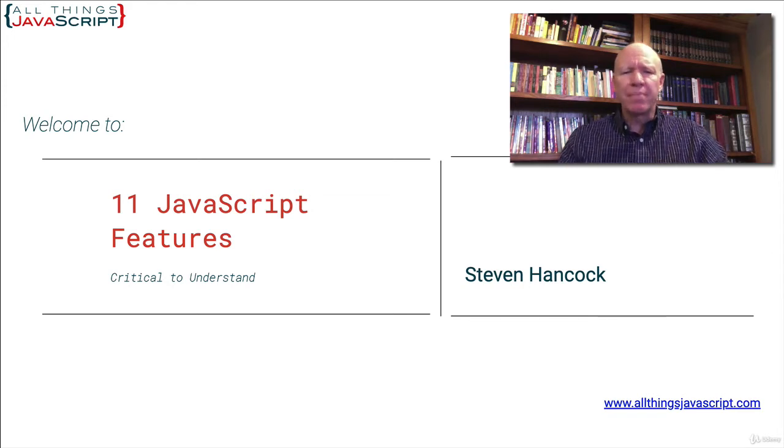Now, why 11? Well, I started this process by listing what I thought were the most important features. Then I reviewed similar lists from other JavaScript developers. Those that showed up the most and weighed the most in my mind made the list. The final number ended up being 11. So let's look at those 11 topics which we are going to cover.